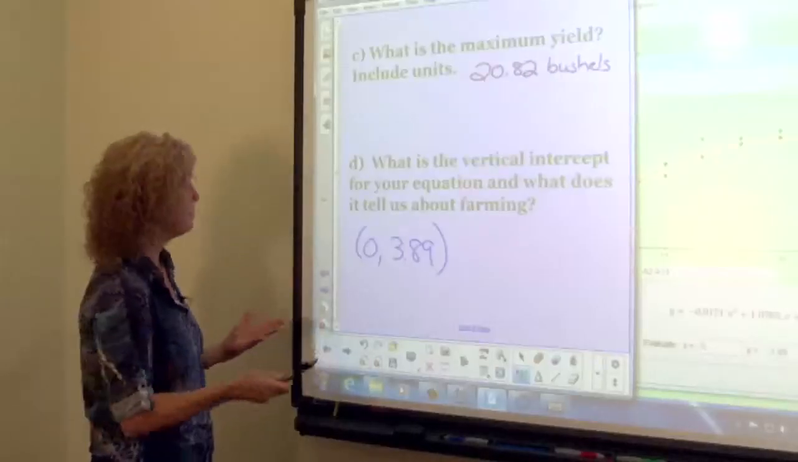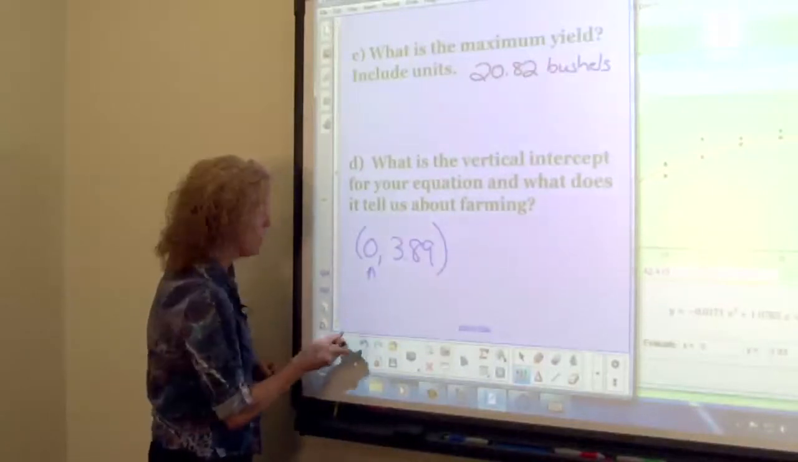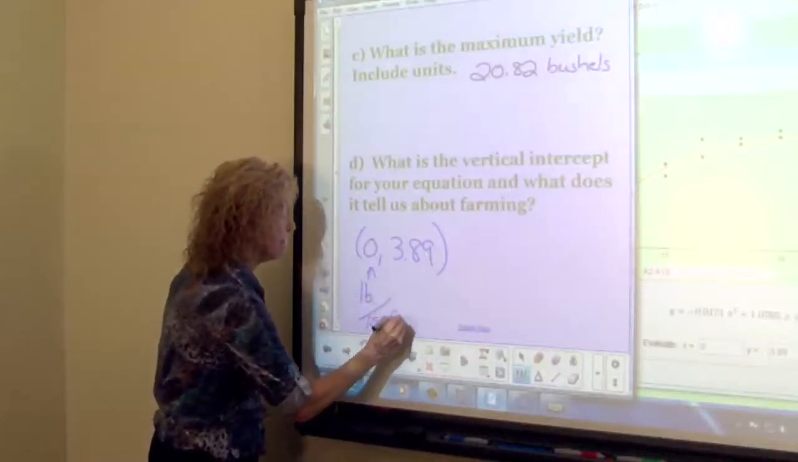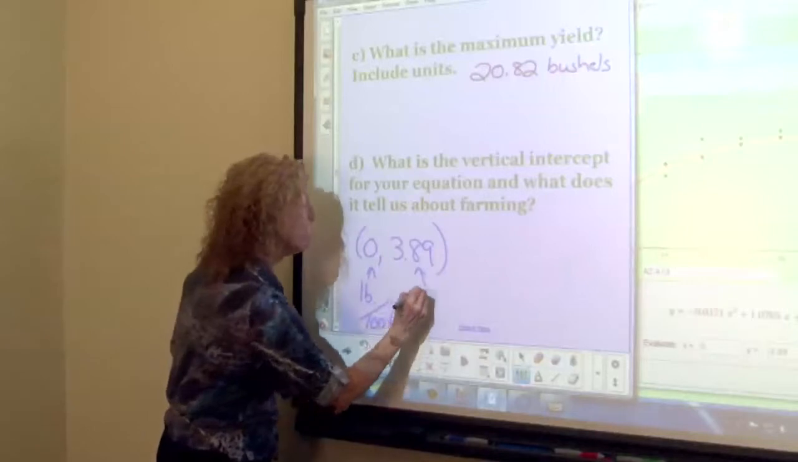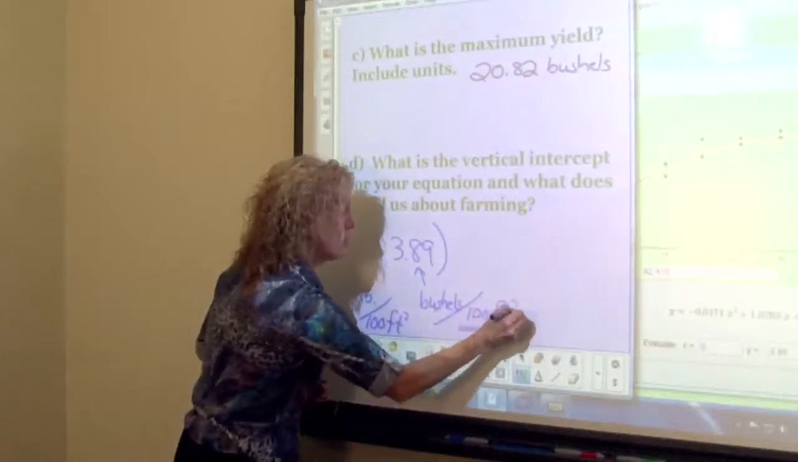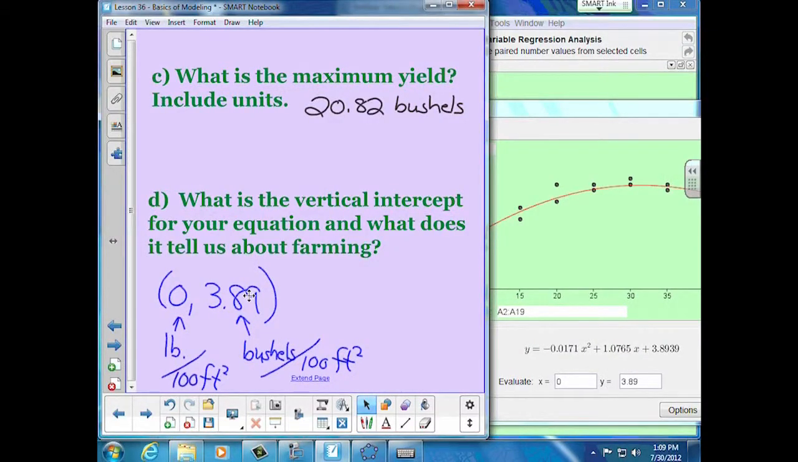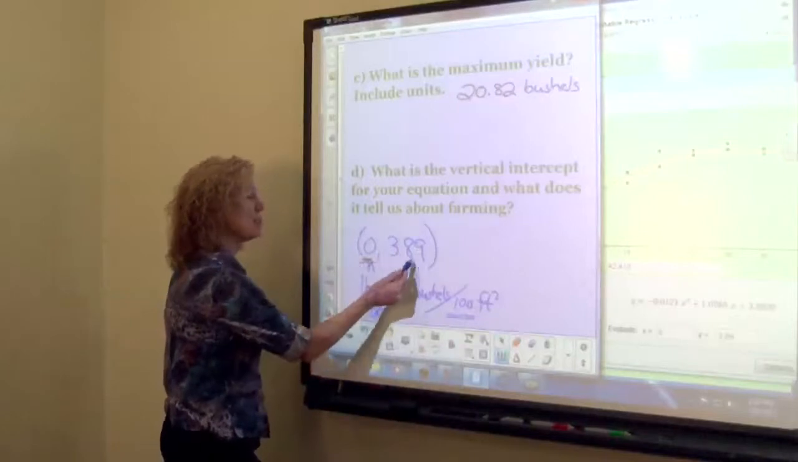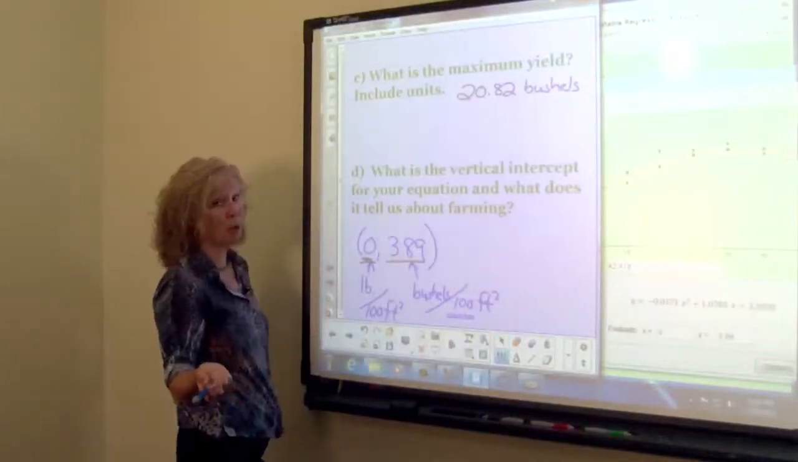Think about the units. This is the amount of fertilizer in pounds per 100 square feet. And this is the yield in bushels per 100 square feet. So in essence, if I put no fertilizer on at all, I should be pulling in 3.89 bushels per 100 square feet. Well, you know, I think this is interesting. If I were a farmer, I'd be pondering and doing some checking on prices. Because if I put on no fertilizer and get this, how much do I make per bushel?